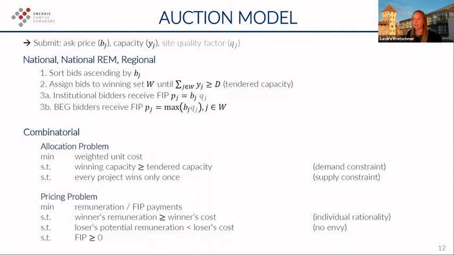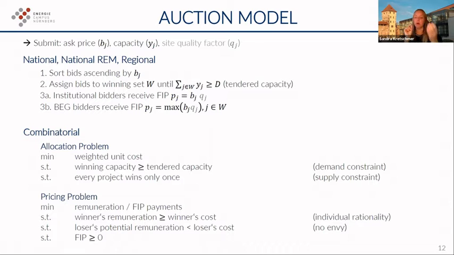For the combinatorial auction design, it's slightly more complicated because here we have to solve 2 problems. An allocation problem, where we minimize weighted unit cost subject to the fact that the winning capacity has to be at least as large as the tender capacity, and subject to the fact that every project can win only once. This allocation problem, weighted unit cost, basically makes sure that we don't choose just the cheapest project, but also a cheap project that's sensible in a way.